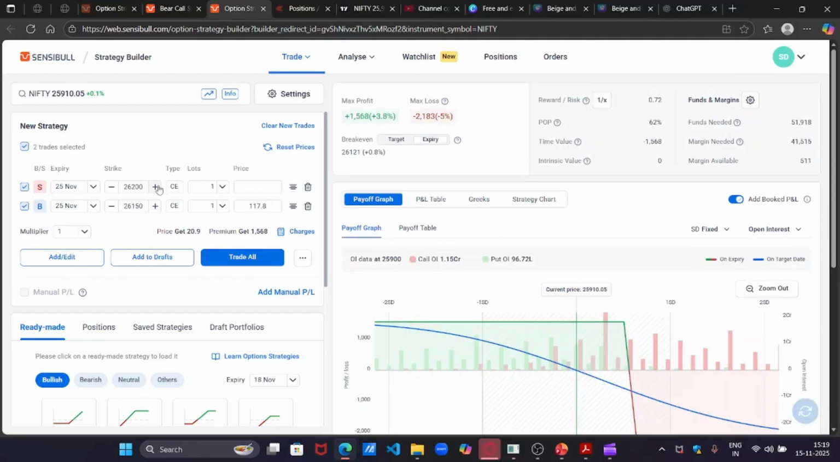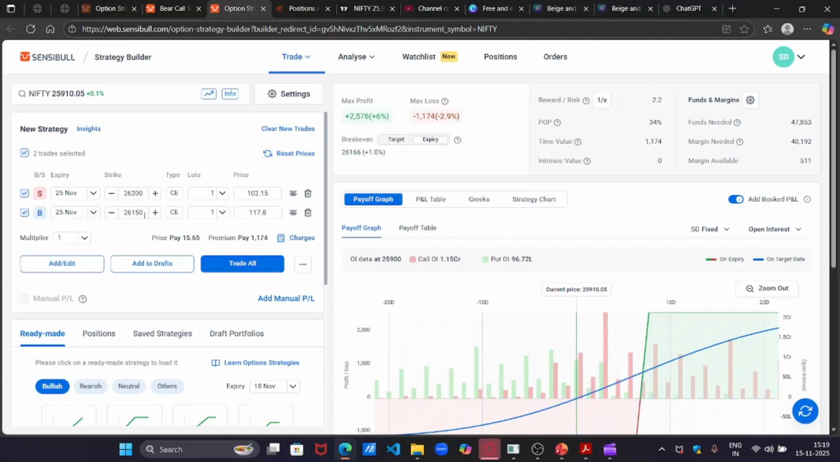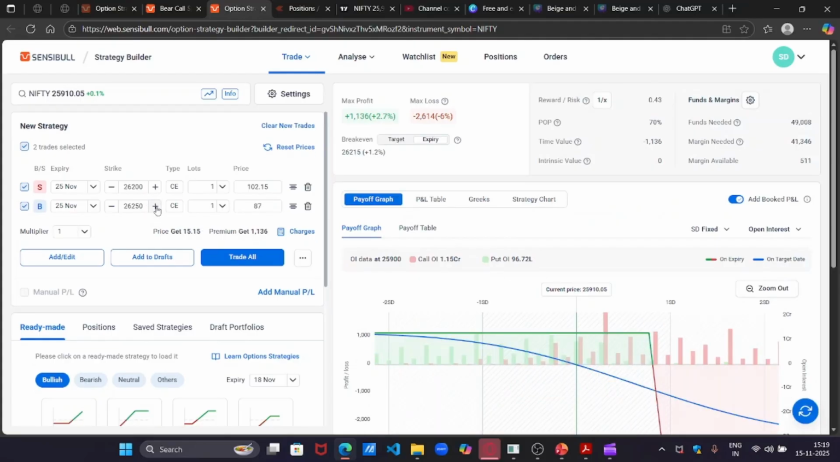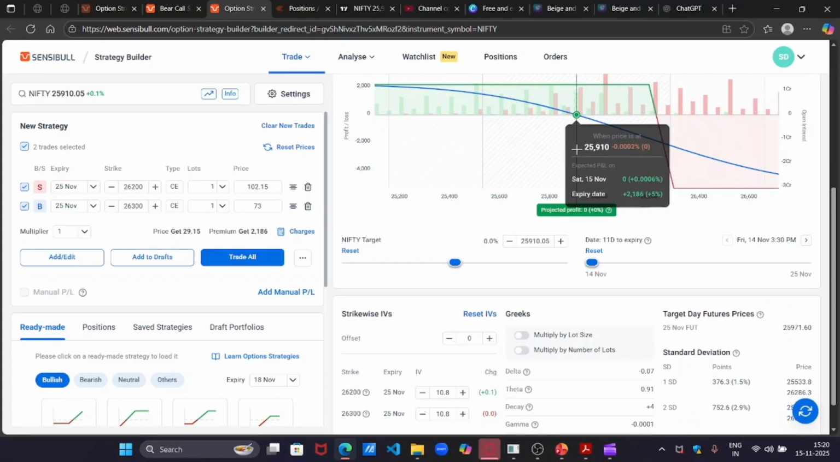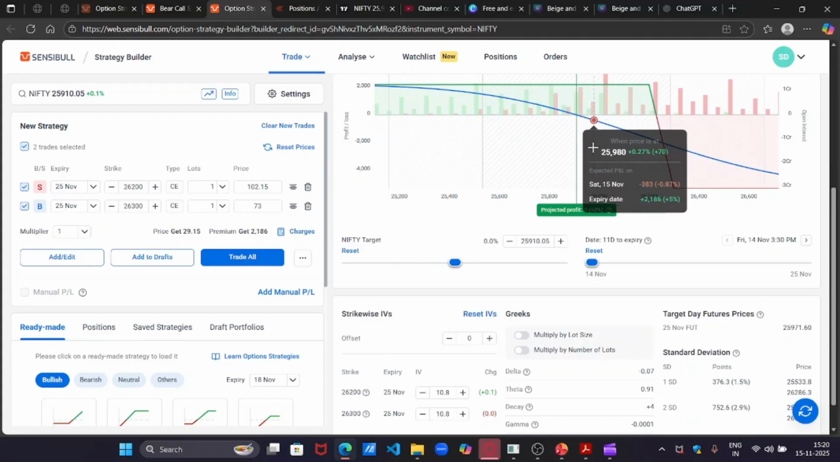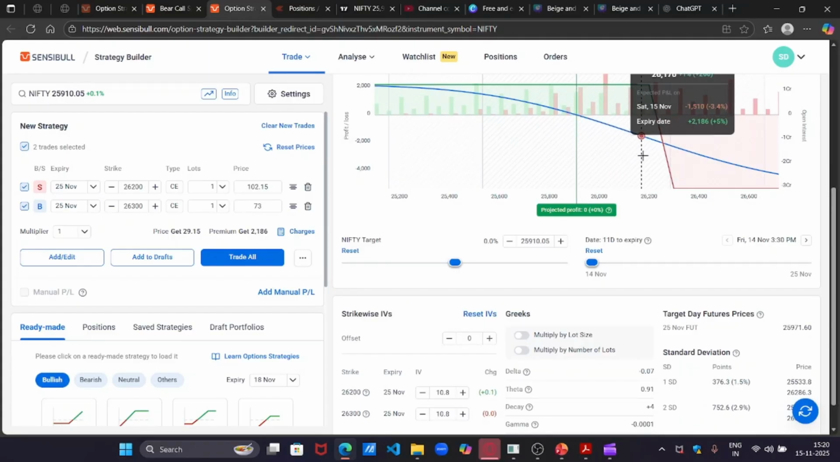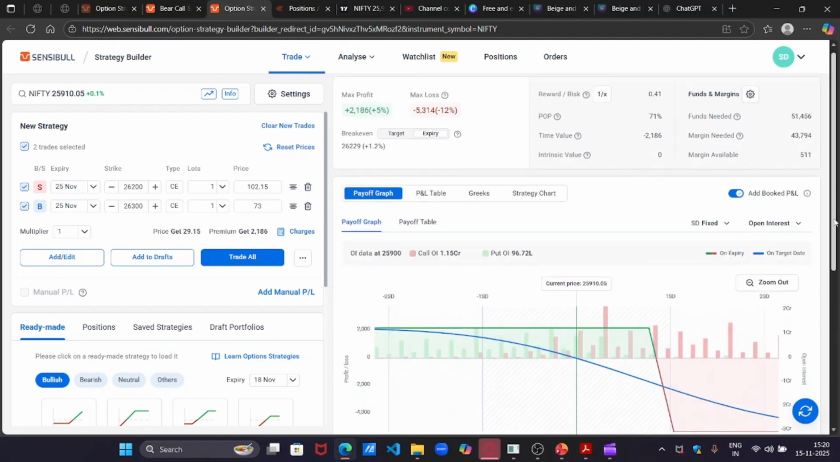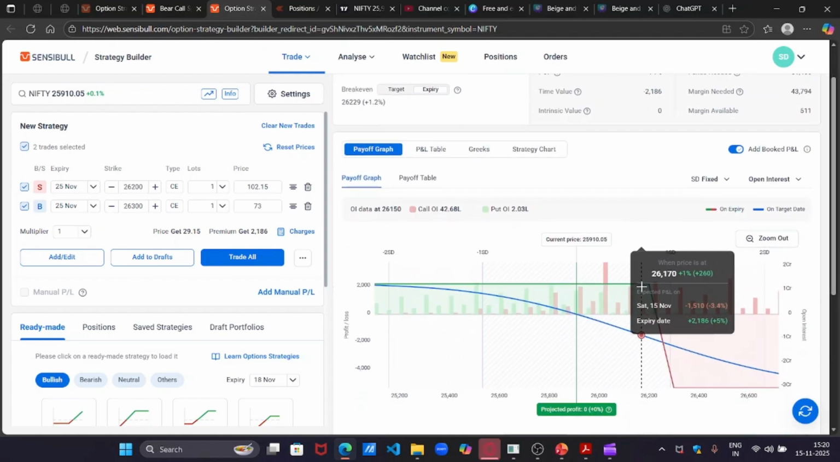If you increase the strike price more, probability of profit has increased to 71%. So that's what, if you go out of the money, your probability of profit will increase. You can have a maximum loss of this one, but if the market expires here also, or moves in the opposite direction a little bit up as well, like for example here, 26,170, 26,200 also, then also you will be in profit.